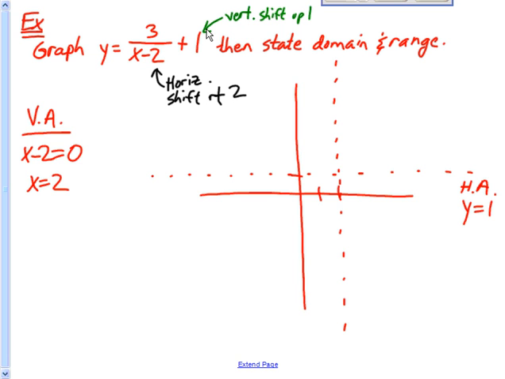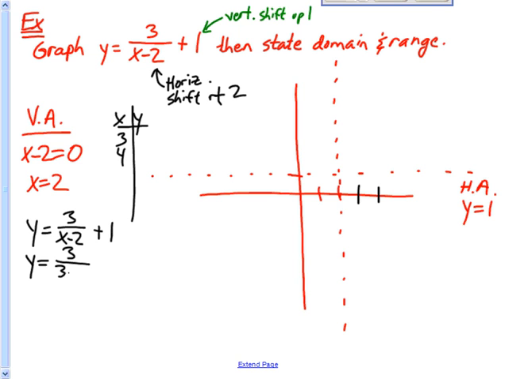So let's plot some points. Okay, so I'm going to go to the right of my vertical asymptote. So let's go 3 and 4. See what that gives us. Let's start out there. So here's my equation, 3 over x minus 2 plus 1. We're plugging in 3 first for x. So we got 3 over 1 plus 1, so it ends up being 4. Y is 4. So 3 comma 4, plot that.